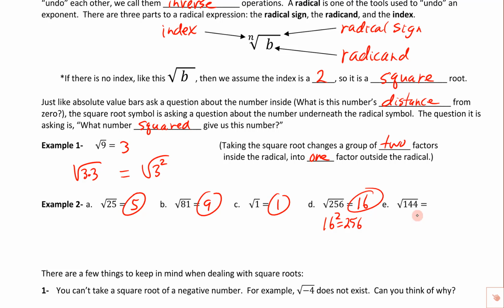And then we've got one that you should recognize, the square root of 144, or radical 144, we'll say sometimes. So that's going to be, what number do we square to get 144? That's going to be 12, okay?